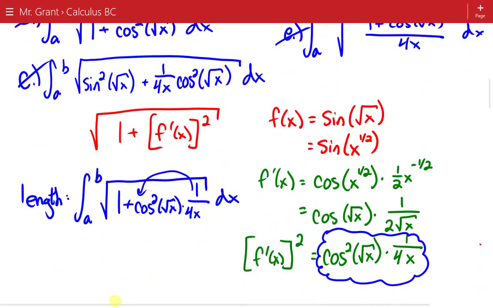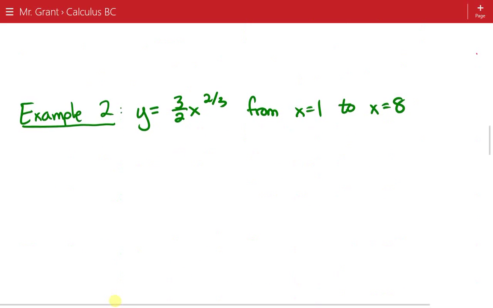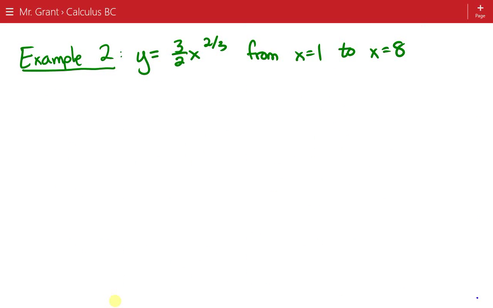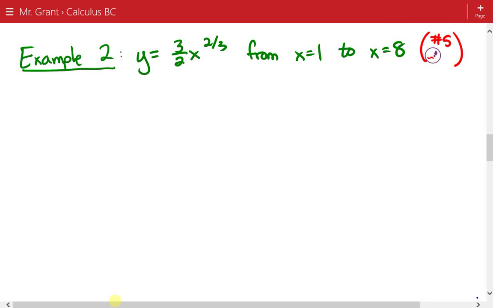All right, second example. This one is being done to show you why the AP test doesn't have you do computations with arc length. It comes out of your book. It's actually problem 5, and it is one of your homework problems, so definitely good to pay attention to. They ask you to find the arc length from x equals 1 to x equals 8 on this very friendly looking graph. And let's see what we can do.